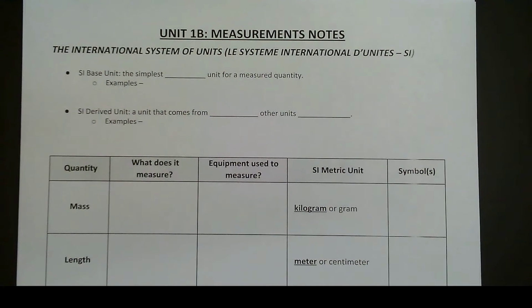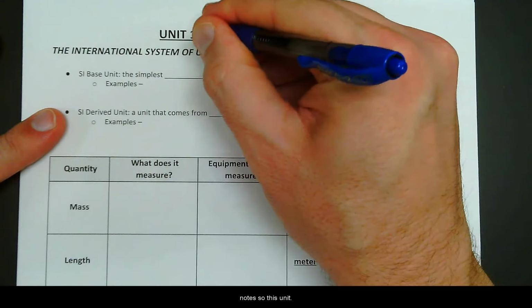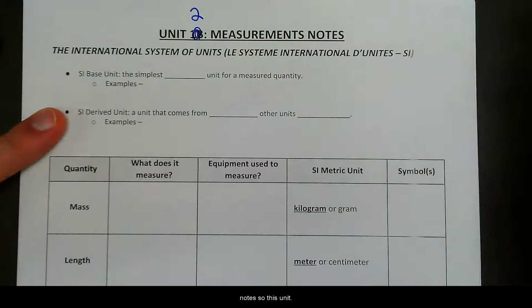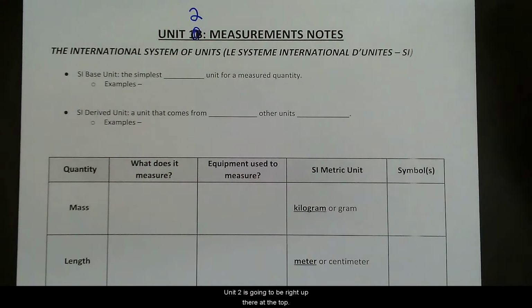All right, everybody. Welcome back to another day of notes and a new unit of notes. So this unit, we used to call it 1B. We're technically calling this Unit 2 now. And Unit 2 is going to be right up there at the top as either A, the most difficult unit that we have, or B, the second most difficult unit that we do.